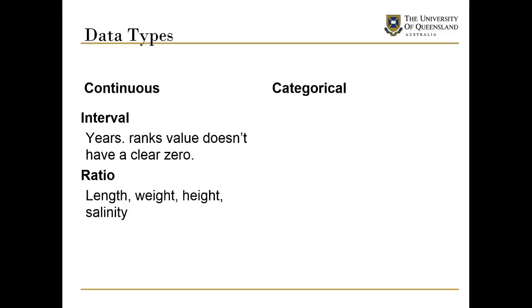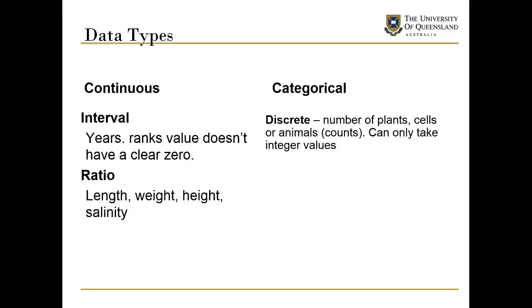Let's think about categorical now. There's the type of variable that's a discrete number. You've got the number of plants. If you've got bacterial counts, you can't have half a bacteria. You look under the slide, under the microscope, and you count the number of bacteria. A discrete variable can only take integer values, so you're either going to have 6 pregnant ewes or 5 pregnant ewes. You're not going to have 5.5 pregnant ewes, that type of thing.